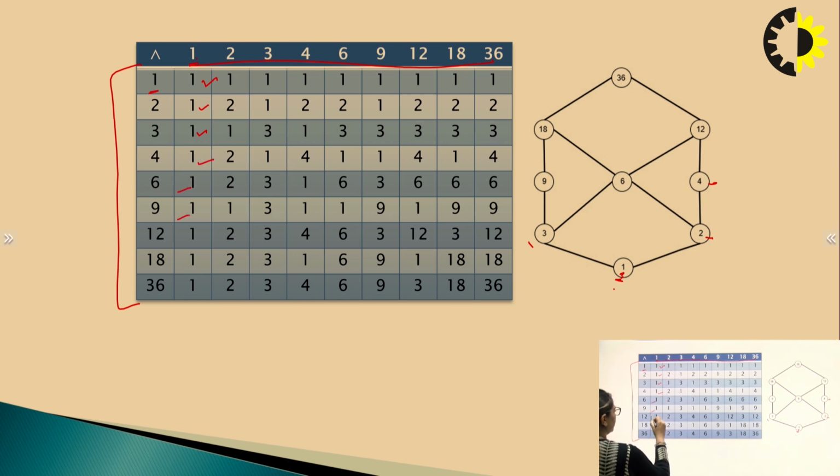Similarly for 6, 9, 12, 18, 36, everyone, the lowest element is 1, so 1 will always come here, and it is the nearest one. Now let's check the second column, 2 and 1.